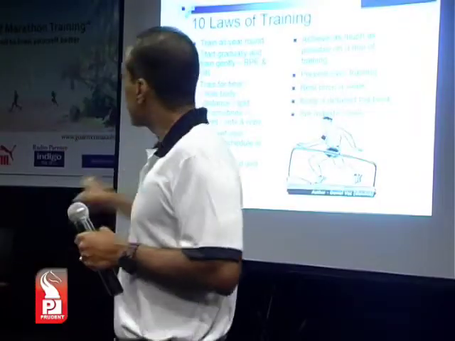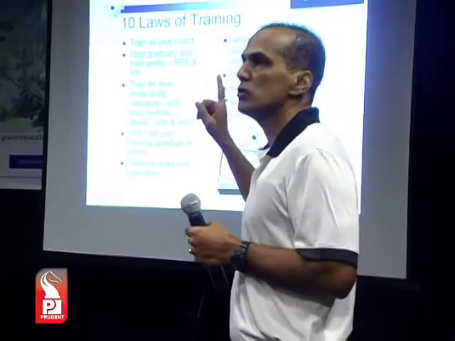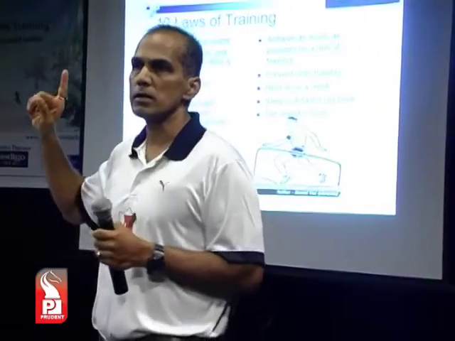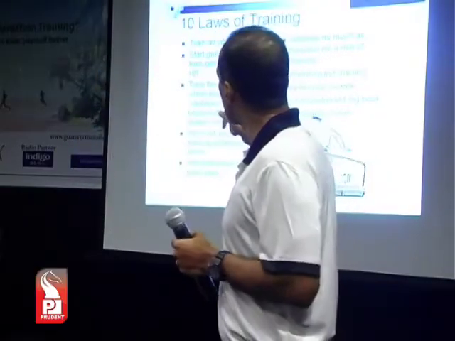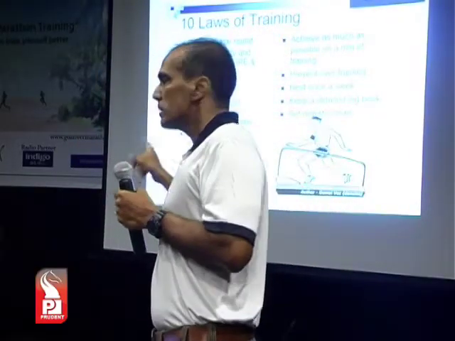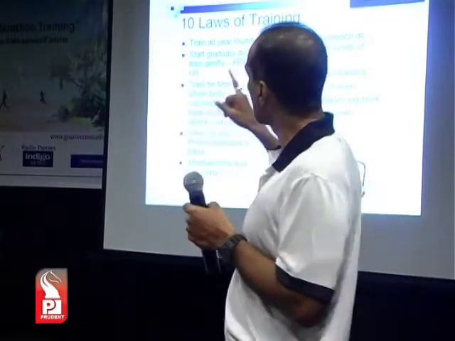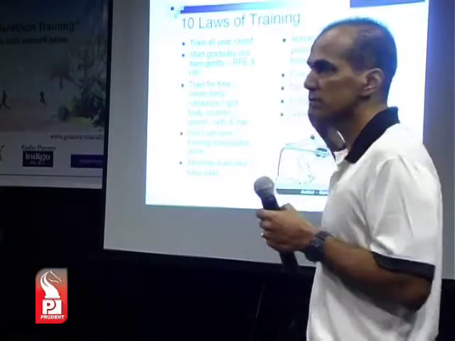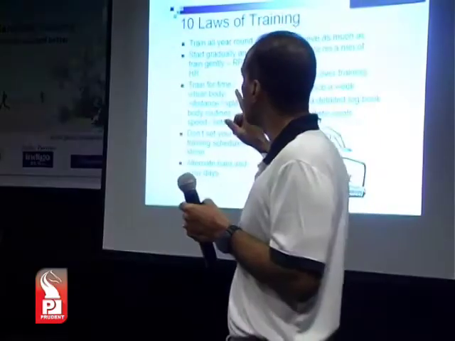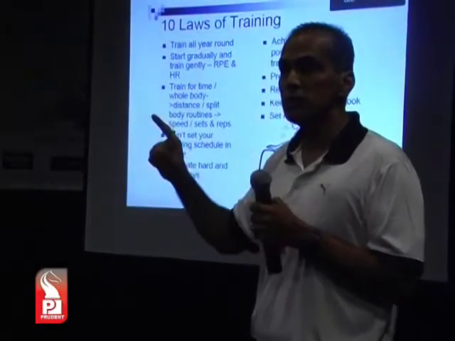10 laws of training. Read each and every one of them because it's very important for you. You must train all year round if you want to become an endurance runner. Don't just start training 3 months before the Mumbai Marathon. Start gradually, train gently, which means exactly that. You have to monitor your training through either your heart rate or the rating of perceived exertion, which I told you, the 1 to 10 scale, which will tell you whether you're training gently. Training gradually is what?